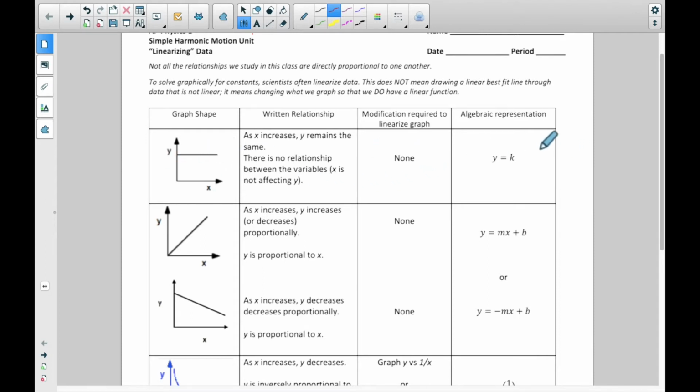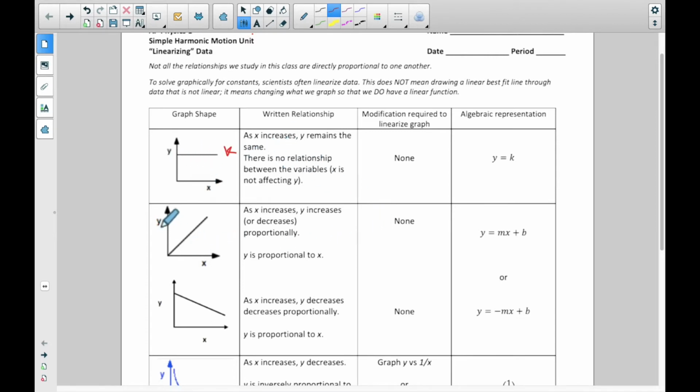And what would that expression be? Y equals k. Whatever this k is, this constant, it could be like a spring constant. There's a variety of constants that we've worked with, but that would just mean that is our spring or our k, our constant.